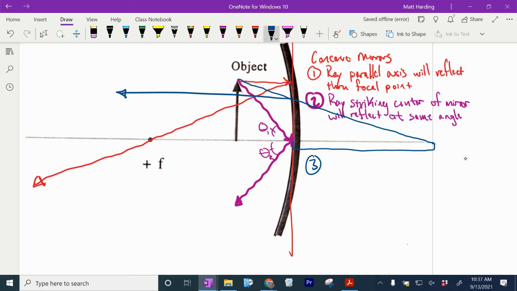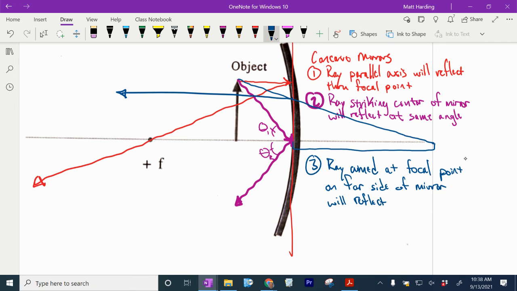So that would be rule 3. A ray aimed at the focal point on the far side of the mirror will reflect parallel to the axis of symmetry. And so that allows us to find the image location right here where these rays meet.